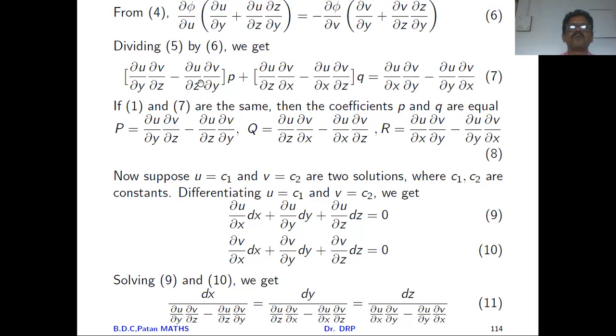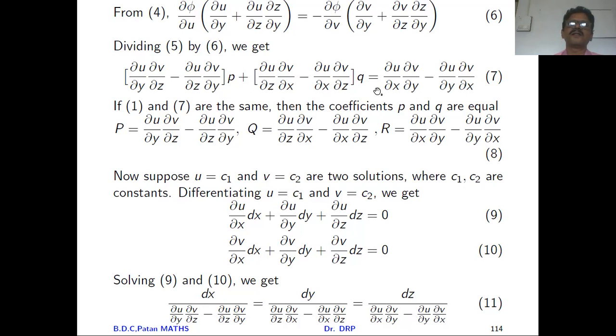So this is in what form? If we suppose this bracketed quantity equals capital P, this bracket is capital Q, and this right hand side is capital R, then what happens, friends? You will get this equation in the form capital P into small p plus capital Q into small q is equal to capital R. Means you will get this equation in the form Pp plus Qq equal to R.